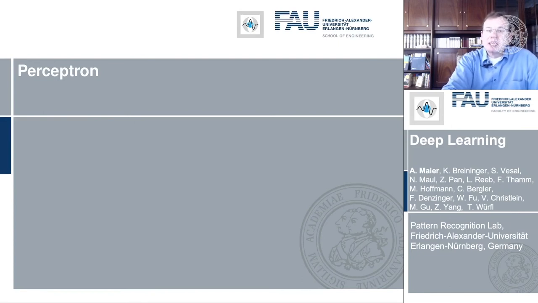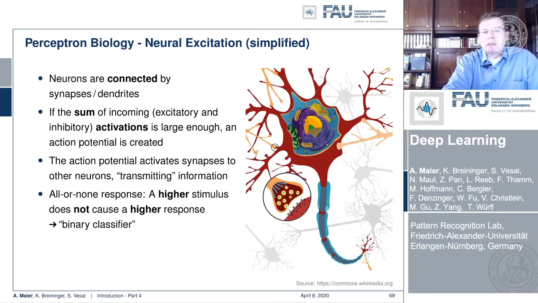The perceptron is the basic unit that you will find in most neural networks. And the reason why people were very excited about perceptrons when they were introduced by Rosenblatt in the 1950s is that Rosenblatt had this nice relation of this neuron to a biological neuron. Now, a biological neuron is connected by synapses to other neurons, and the sum of incoming excitatory and inhibitory activations, if they are large enough, then the actual neuron is firing.